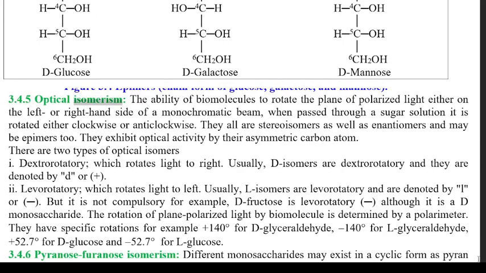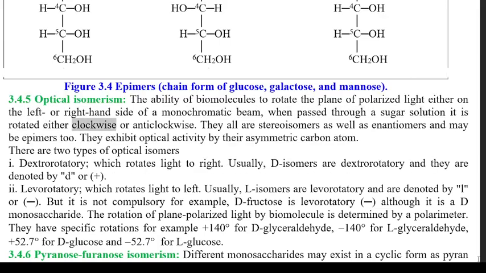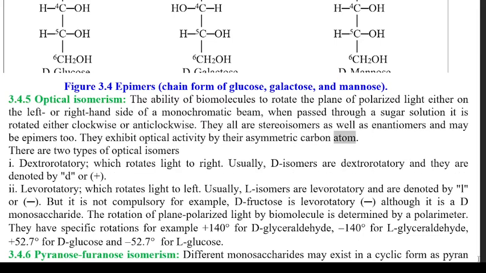3.4.5 Optical isomerism. This is the ability of biomolecules to rotate the plane of polarized light either to the left or right-hand side of a monochromatic beam. When passed through a sugar solution, it is rotated either clockwise or anti-clockwise. They all are stereoisomers as well as enantiomers and may be epimers too. They exhibit optical activity by their asymmetric carbon atom. There are two types of optical isomers.